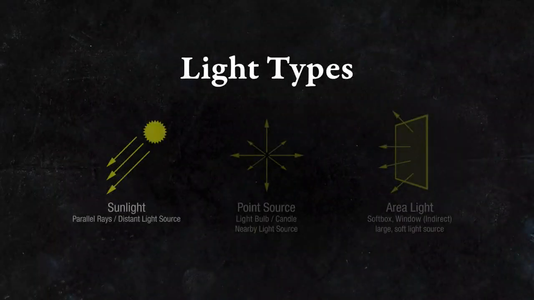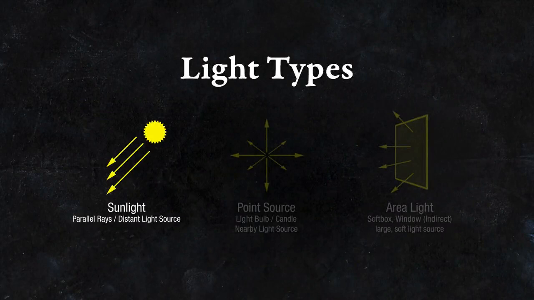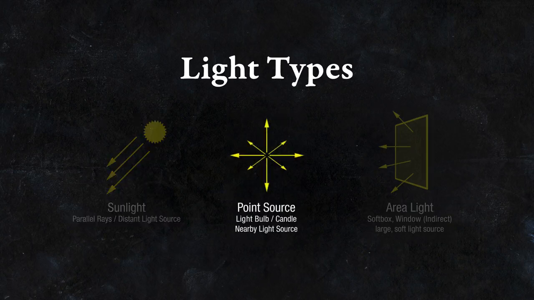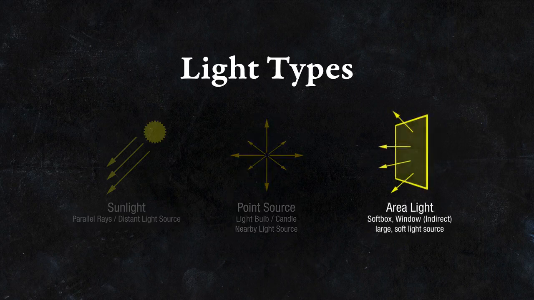One type of light is natural light, sunlight. This is very far away, so the light rays are parallel. Another type of light is often called a point source. This is a local light, like a lamp in a room or a candle, that is fairly close to the subject. A third type of light source is called an area light.